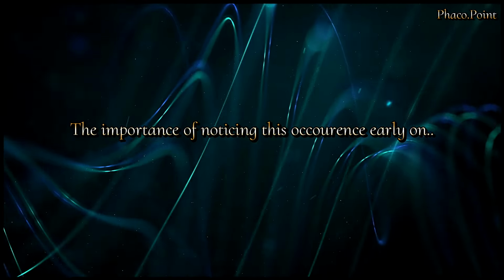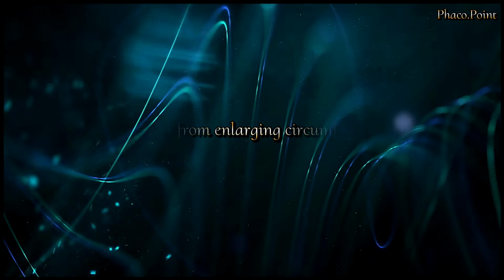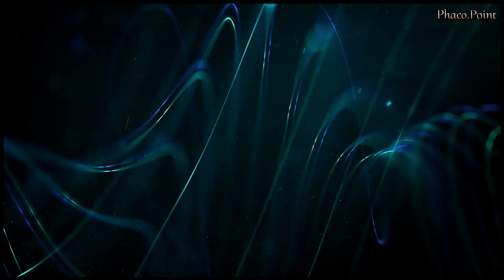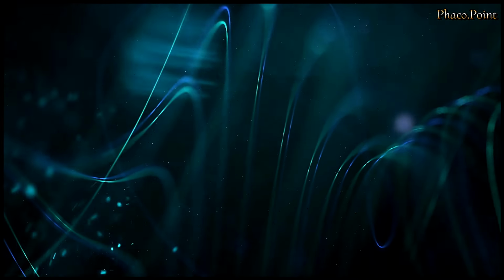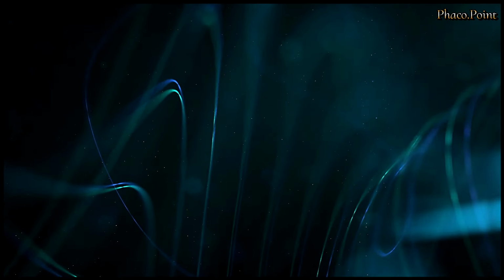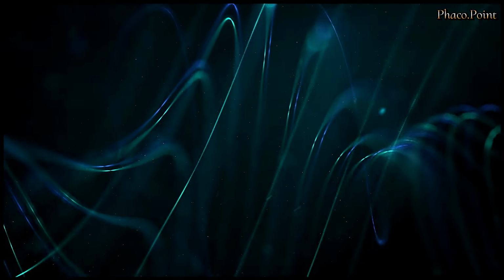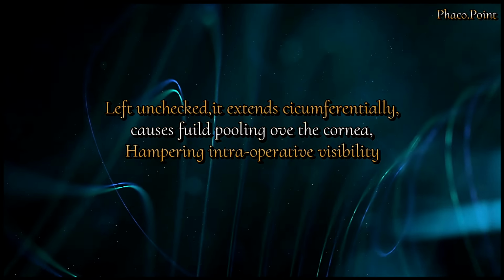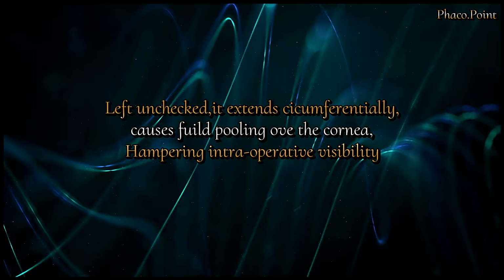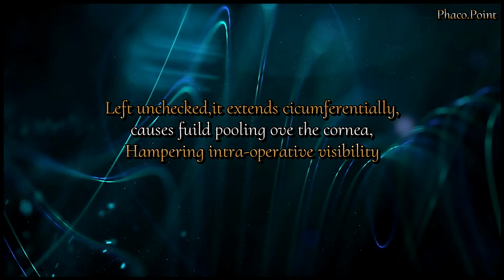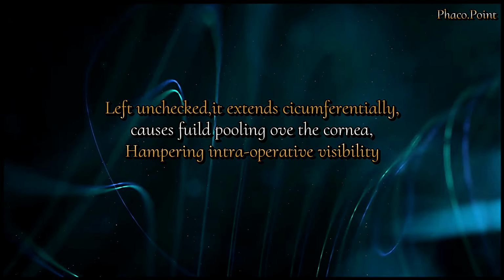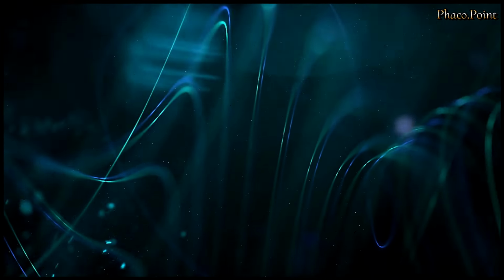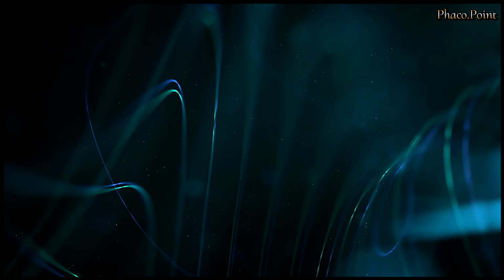Now, if it is picked up early, it can be managed by quickly stopping the surgery at whatever point you're at and cutting the conjunctiva. The technique for doing it perfectly is what I will show you in the coming videos, and then you've dealt with the problem before it could get too much. If it is left unchecked, it can result in a circumferential ballooning of the conjunctiva, which, as I said earlier, can result in annoying reflexes from the pooled fluid over the cornea, which will then hamper your intraoperative visibility. Once it has occurred, here's how I think it should be managed.